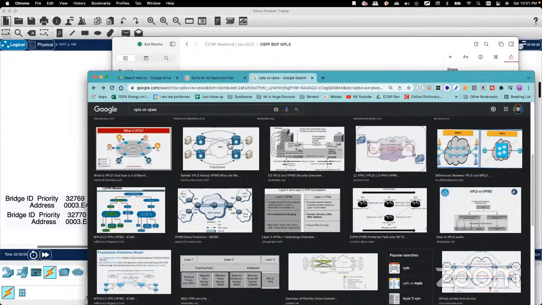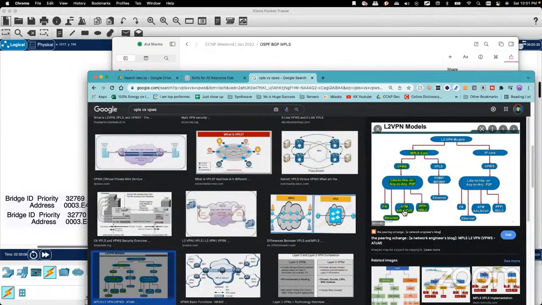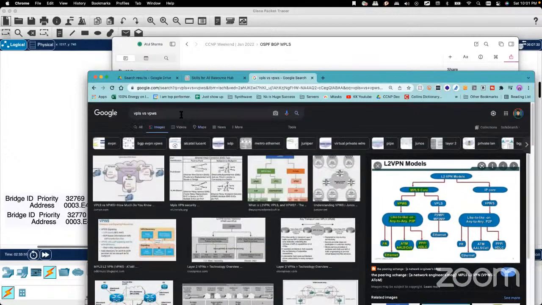PWE3. Yeah, that's called pseudo wire, right? 2G, 3G connections, all telecom things. Sir, can you explain pseudo wire? What is it exactly? Yeah, pseudo wire is basically used when you create 2G or 3G connections. This term is used, pseudo wire. Any connection between two endpoints, you can call that a pseudo wire.